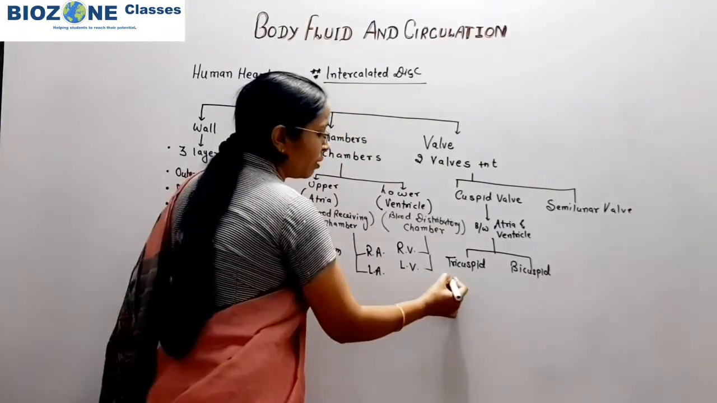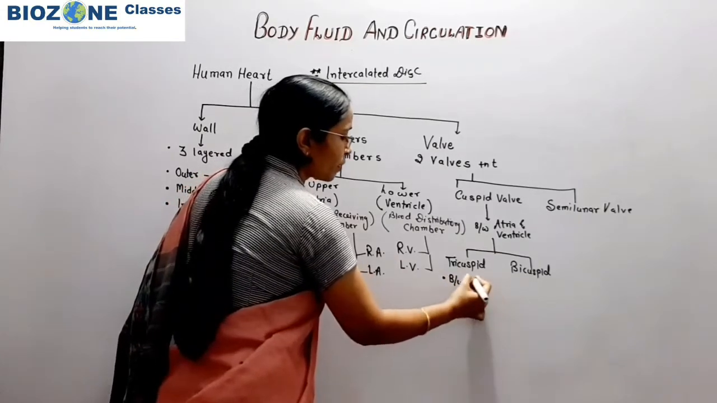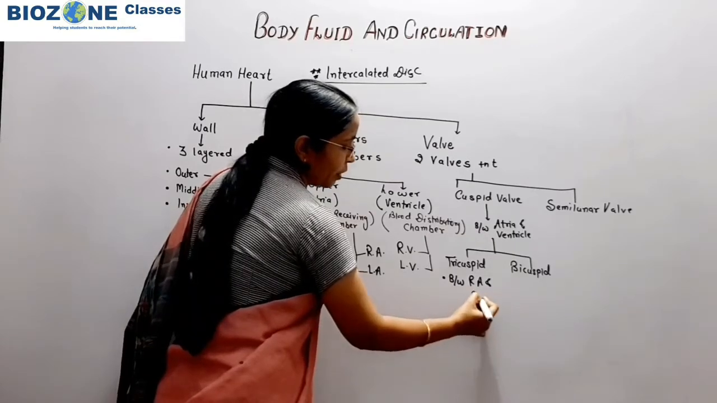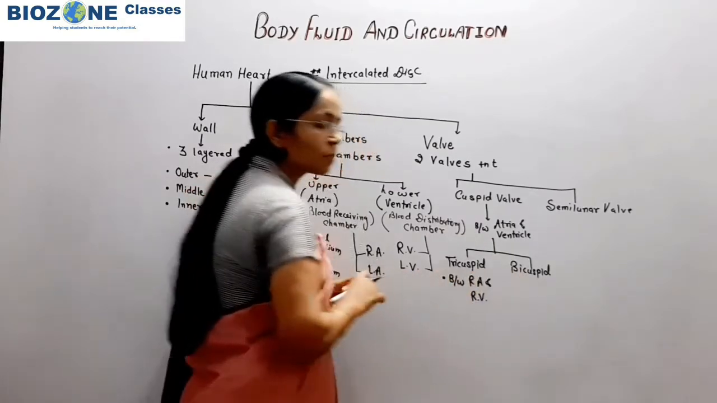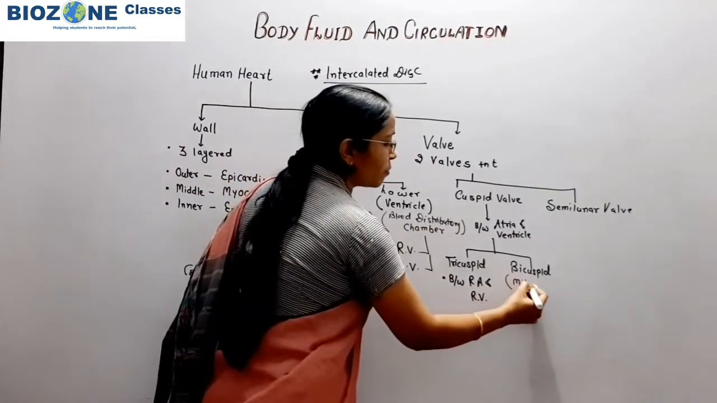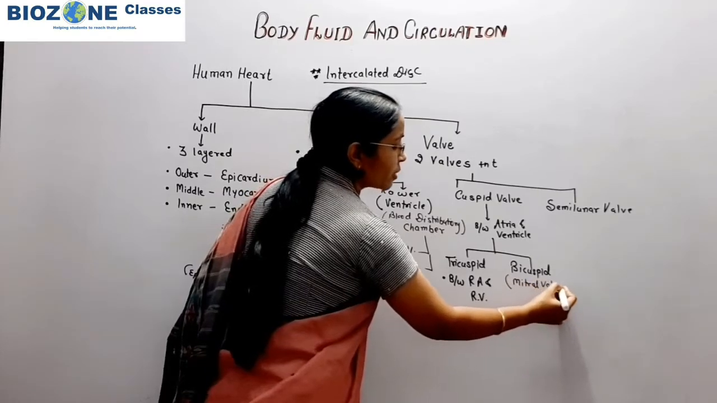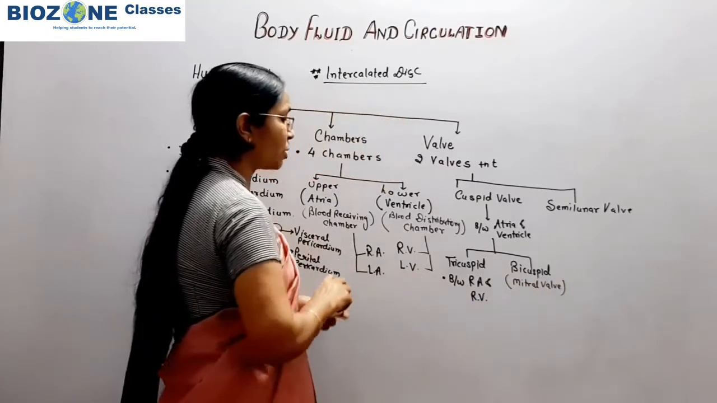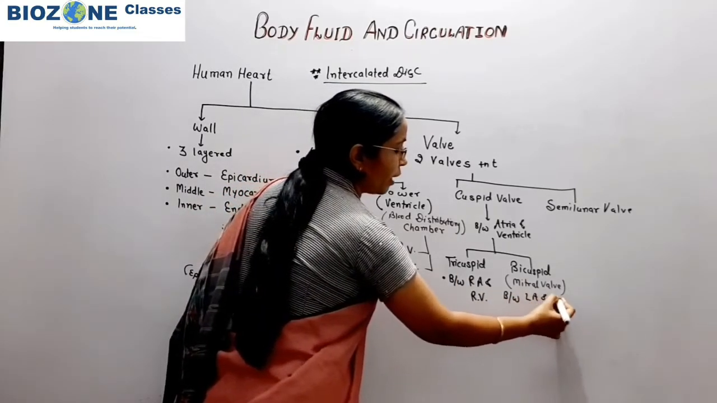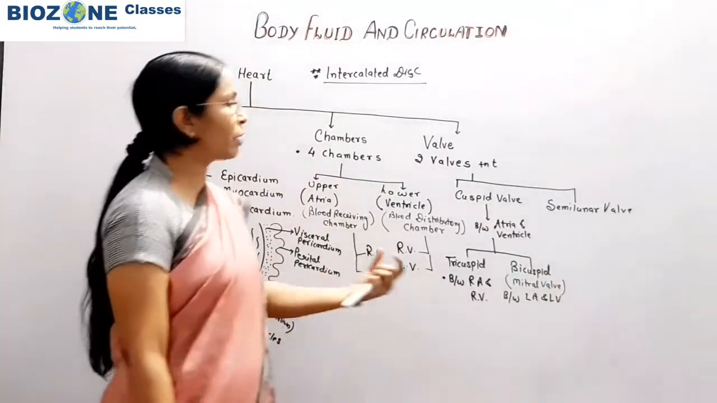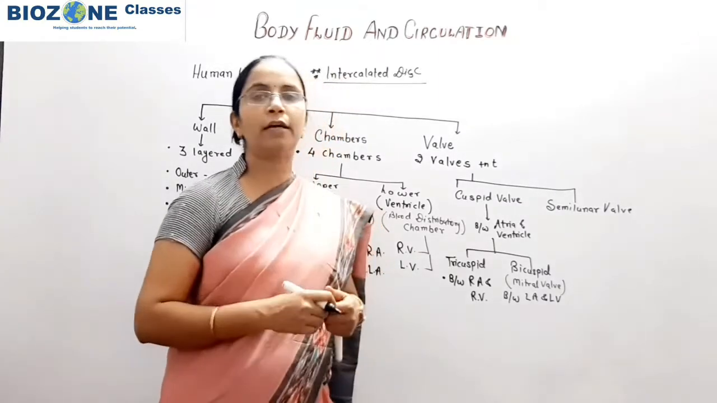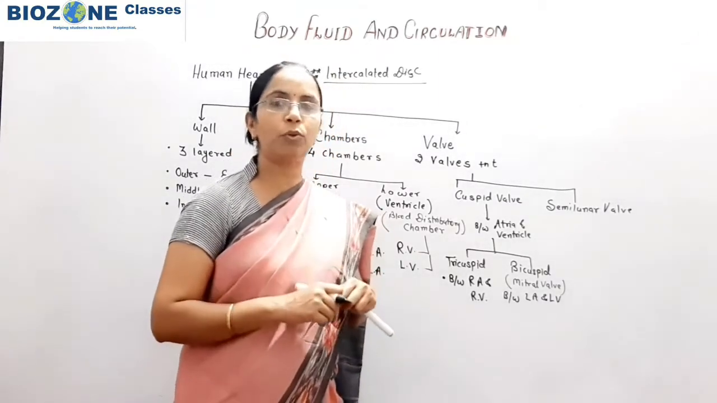Tricuspid valve you remember is present between right auricle and right ventricle, whereas bicuspid valve, one of the most important questions, bicuspid valve is also called mitral valve, and bicuspid and mitral valve, both terms used for the same structure, is present between the left auricle and left ventricle. So this part you remember for the cuspid valve, and because of the presence of cuspid valve, once the blood enters into the ventricle, it never returns back into the auricle.